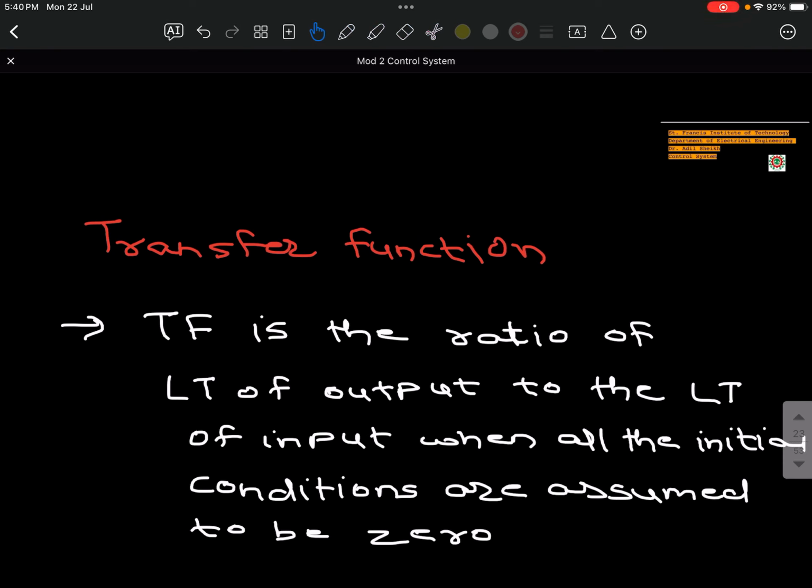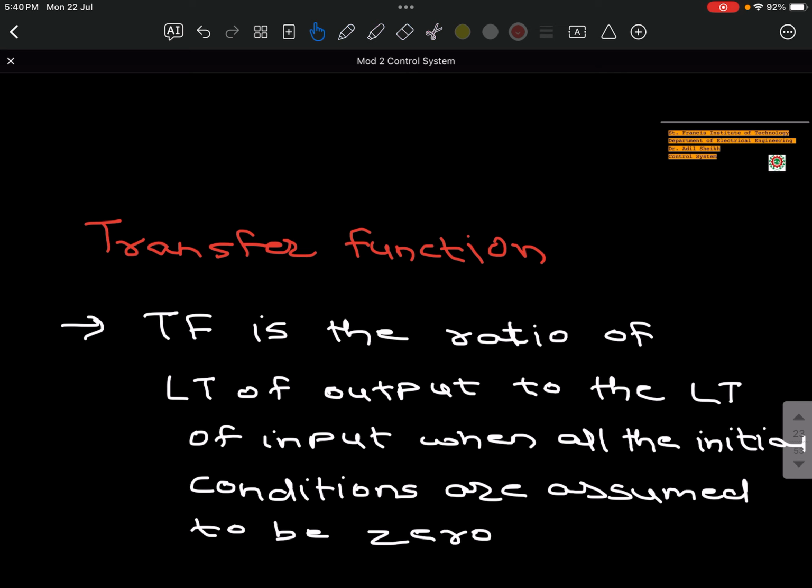Okay, today we are going to learn about transfer function. Now, what do you mean by transfer function? We have already seen in the classroom that it is the ratio of output to the input, but it is not the plain output or plain input. We generally take a Laplace transform of the output and the Laplace transform of the input when all the initial conditions are assumed to be 0, then it is called a transfer function.